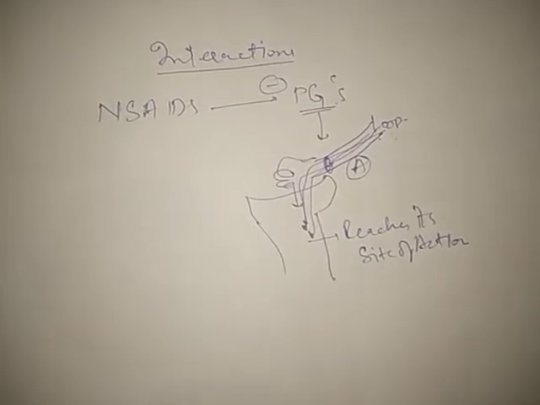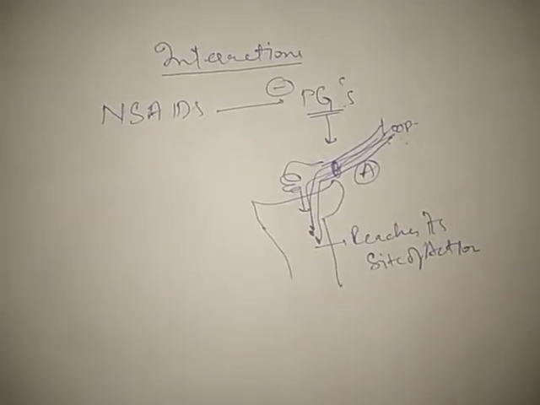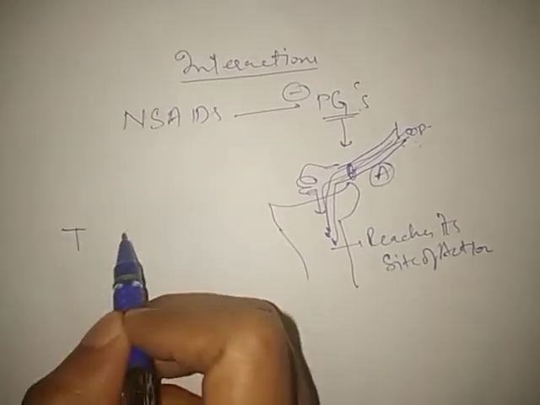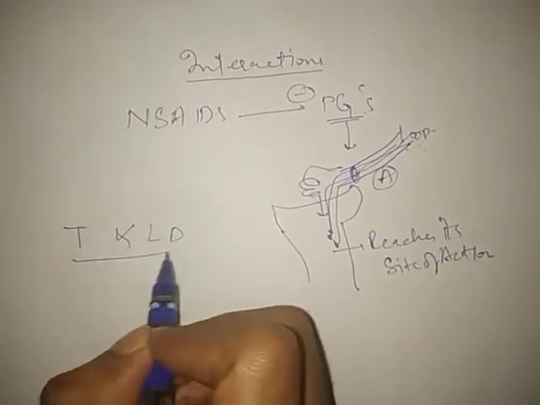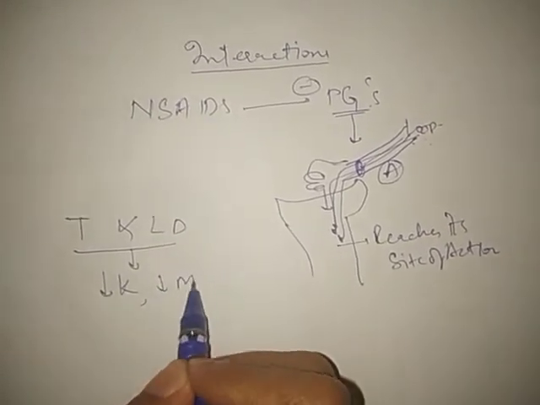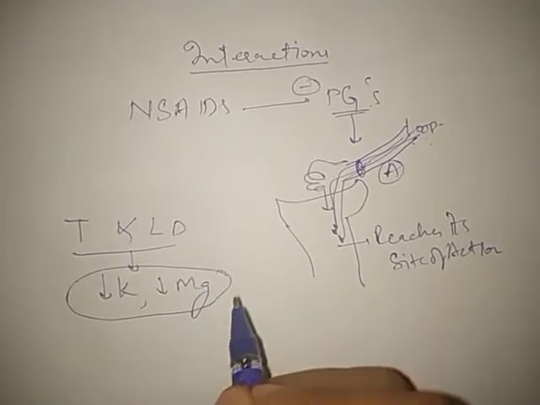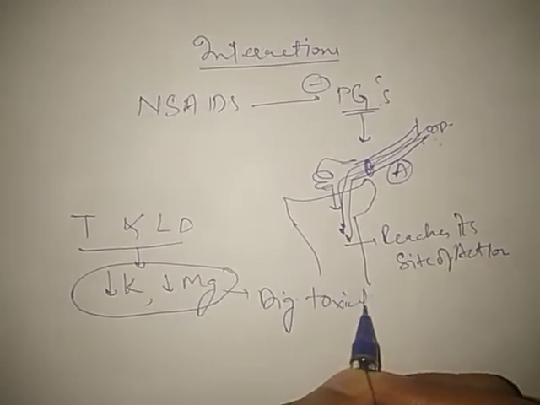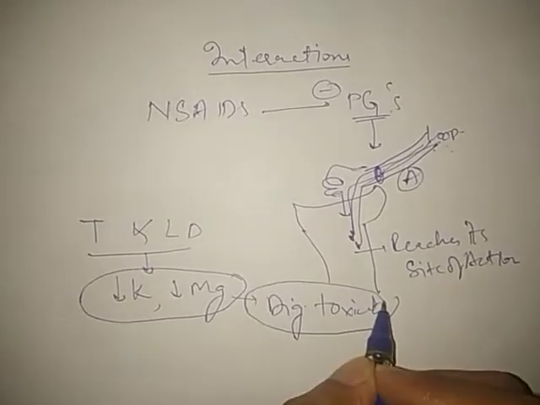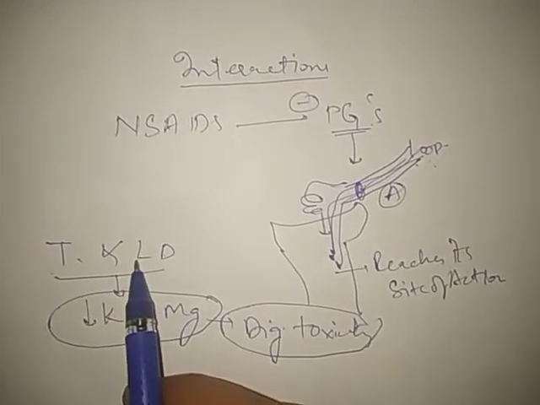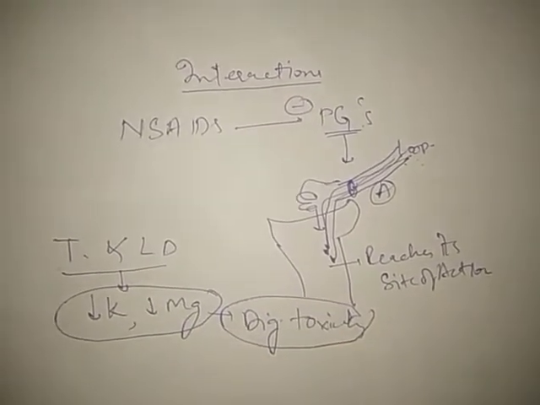Okay, another thing you have to remember: thiazide diuretics as well as loop diuretics, when given together, decrease electrolytes like potassium and magnesium, and that precipitates digitalis toxicity. So if the patient is on digitalis, never give loop diuretics as well as thiazide diuretics in combination. Okay, this is another important point.